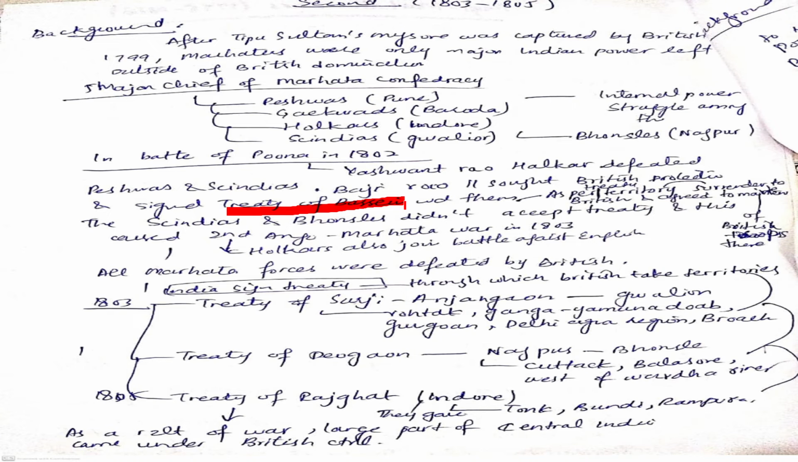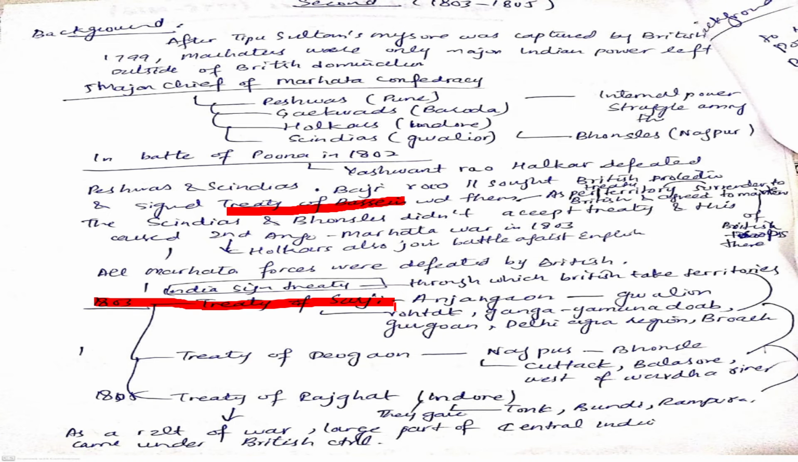Holkar also joined the battle against the English. All Maratha forces were defeated by the British, and they signed treaties through which the British took territories. So in 1803 the Treaty of Surji was signed.